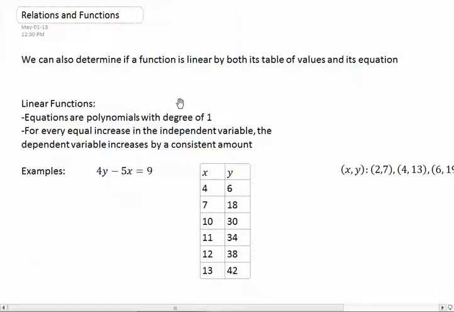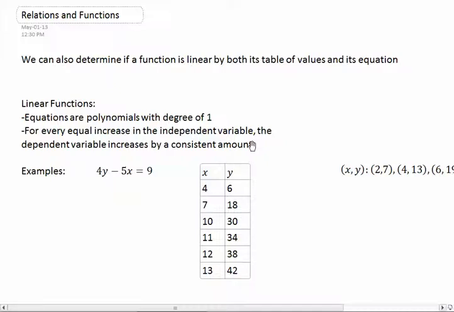So we can also determine if a function is linear by both its table of values and its equations. So here's the things to look for. For linear functions, the equations are polynomials with degree 1. What that means is the variables do not have exponents other than 1. So you can't have like a squared variable. You can't have like a cubed variable.